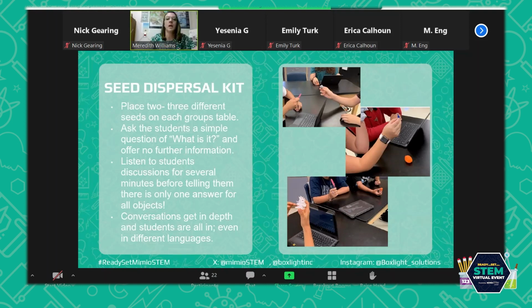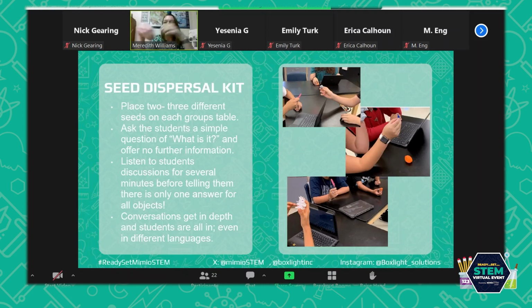They're just bright neon colors just to get them engaged with it. But I place 2 or 3 different seeds on each table. I don't tell them that they're seeds. I just tell them I'm placing 2 or 3 different objects on each table. The students look at them, they can manipulate them, they can switch them out with other tables. But I do tell them, what is it? And there's only one answer for the entire class. There's only one answer.